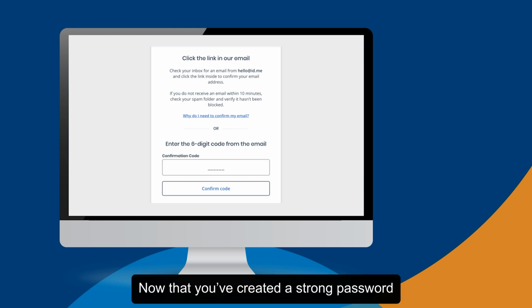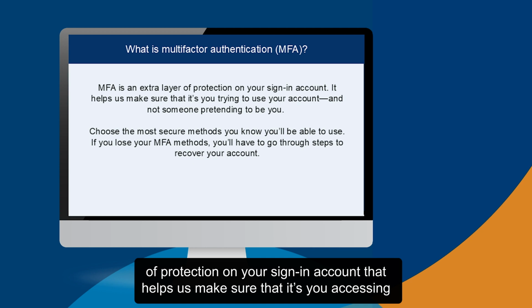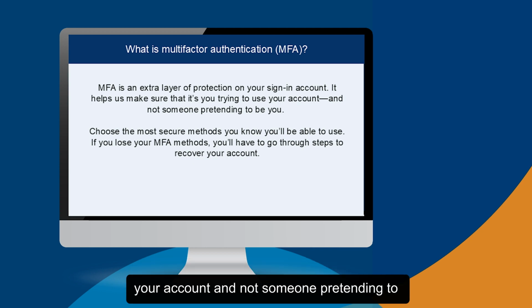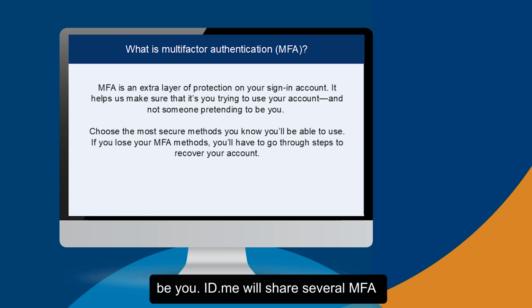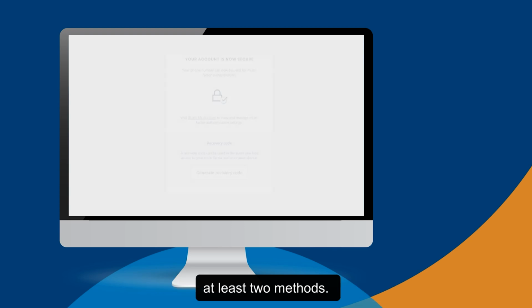Now that you've created a strong password to protect your account, let's set up your multi-factor authentication, commonly referred to as MFA. MFA is an extra layer of protection on your sign-in account that helps us make sure that it's you accessing your account and not someone pretending to be you. ID.me will share several MFA options you can choose from, including a recovery code you can generate at this time in the process. We encourage you to choose at least 2 methods.